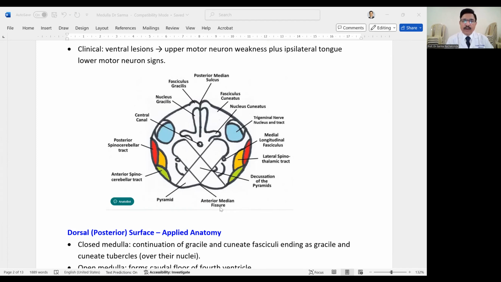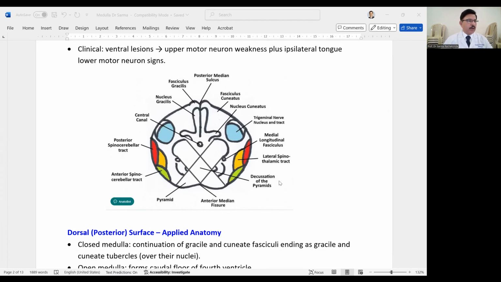Now, any ventral lesion, what will it involve? It involves the pyramid and the hypoglossal nerve. The pyramid will produce symptoms on the opposite side. The hypoglossal will produce lower motor neuron signs on the same side. This is called ventral lower medullary involvement. These are called the medial medullary syndromes, whereas these are the lateral medullary syndromes. They are different. There are two syndromes, medial medullary syndrome and lateral medullary syndrome.